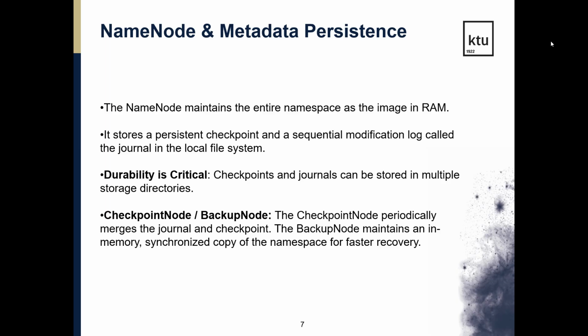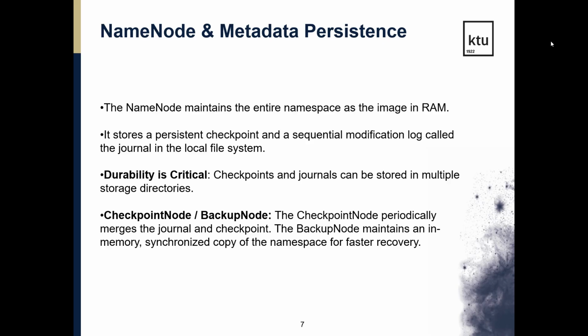Now we are going to see more about the NameNode and metadata persistence. The NameNode maintains the entire namespace as an image in RAM. It's basically what I said about how it has all the metadata about the data nodes and their connections. It stores a persistent checkpoint and a sequential modification log, called the journal, in the local file system. A checkpoint is basically a save point of the previous state, showing what we had at the previous checkpoint. The journal is a log of any changes we made in our system, what changes we made.